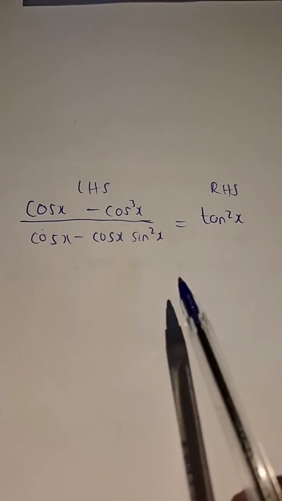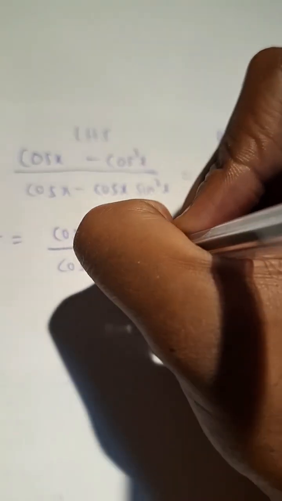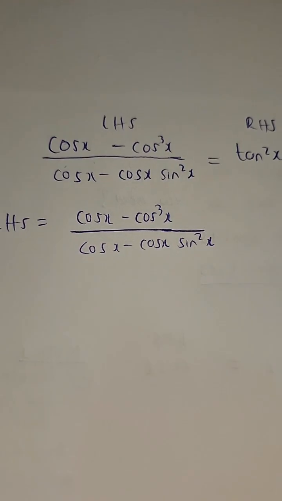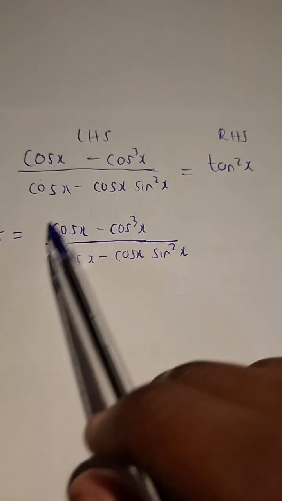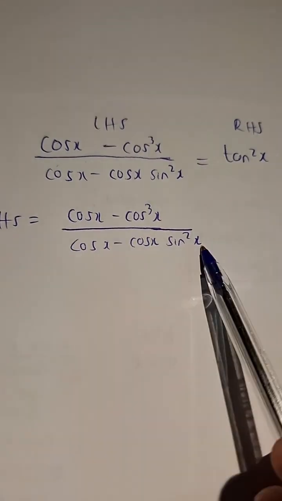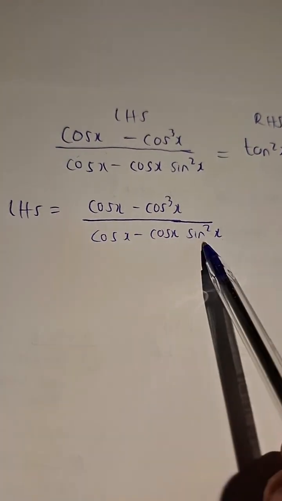So we already know what strategies to apply in our problems. We take the most complicated side, which in this case is the left hand side. Left hand side is equal to cos x minus cos to the power 3x over cos x minus cos x sine squared x. Now we look at the numerator and the denominator. We have 2 terms in the numerator and 2 terms in the denominator.